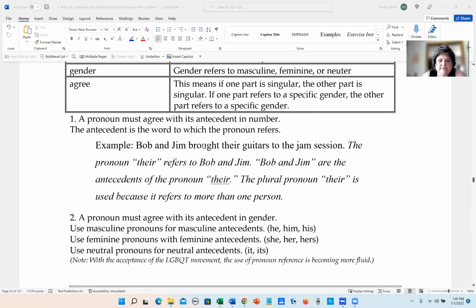For example, Bob and Jim brought their guitars to the jam session. The pronoun their refers to Bob and Jim. So Bob and Jim are considered the antecedent of the pronoun their. And we use the plural pronoun their because it refers to more than one person.